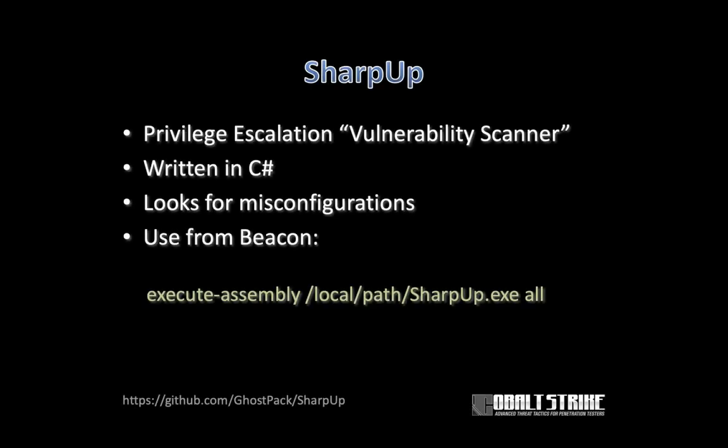Another path to escalate privileges is to look for misconfigurations and take advantage of them. A tool that can help you here is SharpUp. SharpUp is a privilege escalation misconfiguration vulnerability scanner written in C# by Will Schroeder. It is part of the GhostPack repository on GitHub. To use SharpUp from Beacon, use execute-assembly, the local path to SharpUp, and the parameter all.